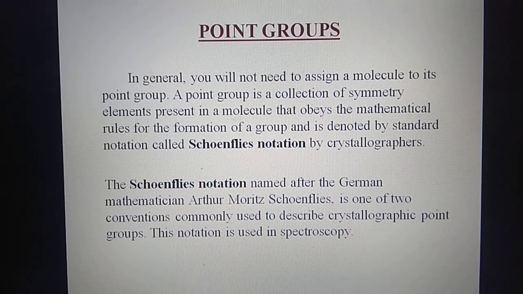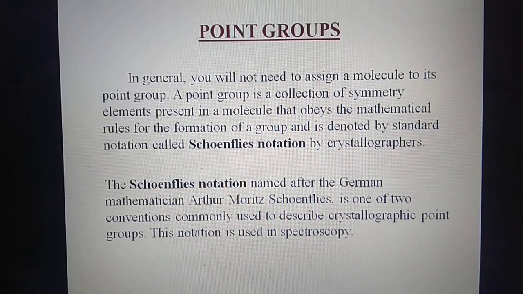Let's start. Well, in previous lectures, we have already discussed all about symmetry elements, symmetry operations, definition of a group and postulates of a group. Now, next, we need to assign a molecule to its point group. A point group is an identity of a group. It's just like every student in a classroom is assigned some roll number. Similarly, every group is assigned a point group.